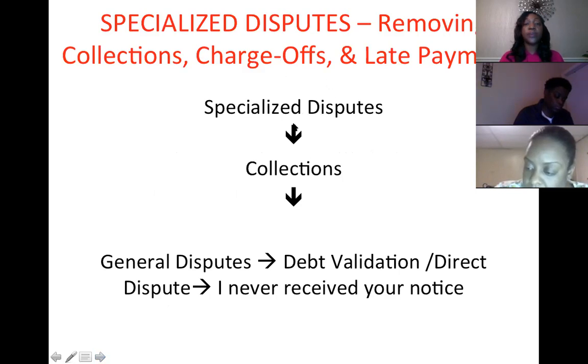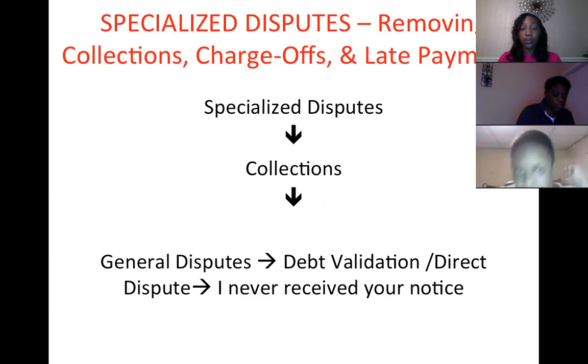Okay, so specialized disputes are like removing collections, charge-offs, and late payments. Okay, so for these type of accounts, you will start with a general dispute to the credit bureau. Okay, then if it's with a creditor, let's say it's a charge-off, it's with a creditor, then you'll do a direct dispute with the creditor. If it's a collection agency, you do a debt validation letter to the collection agency.